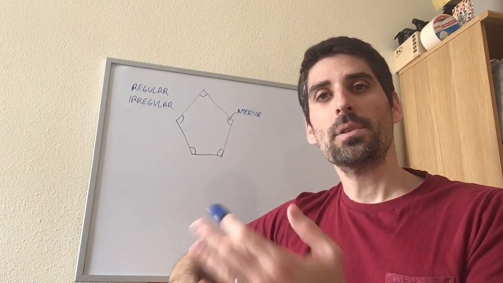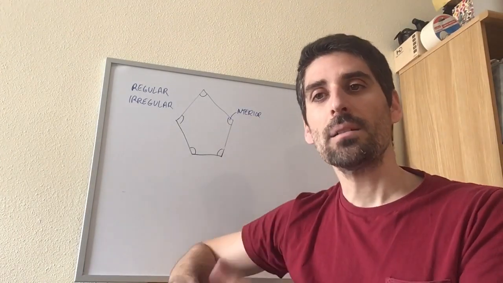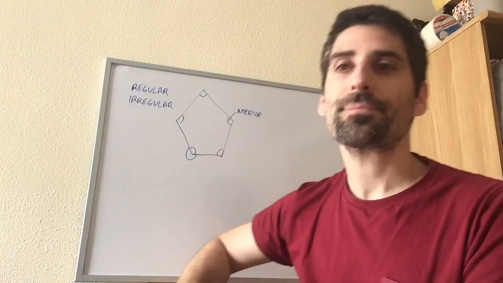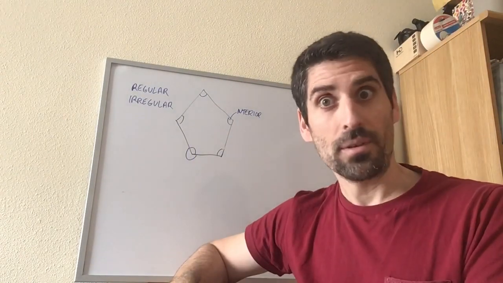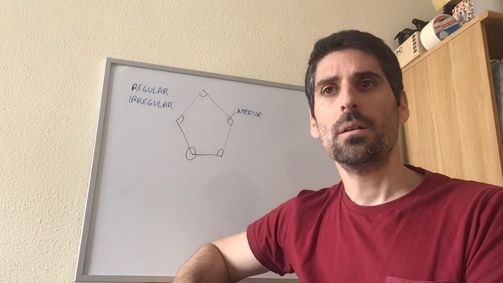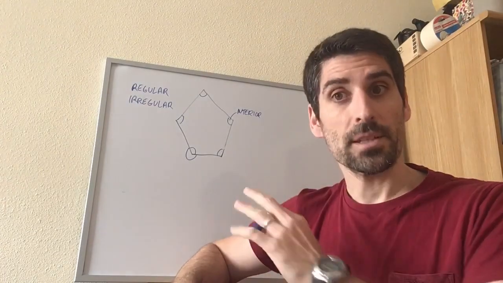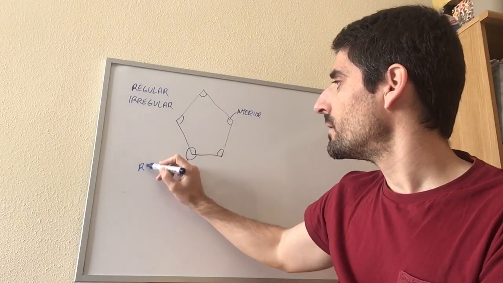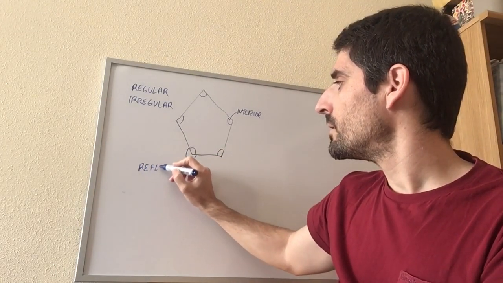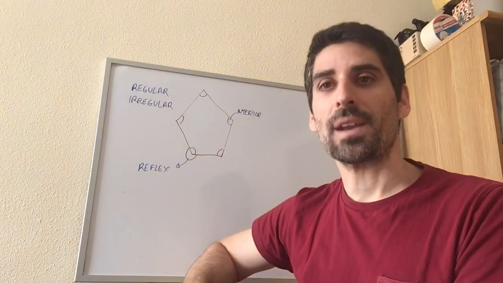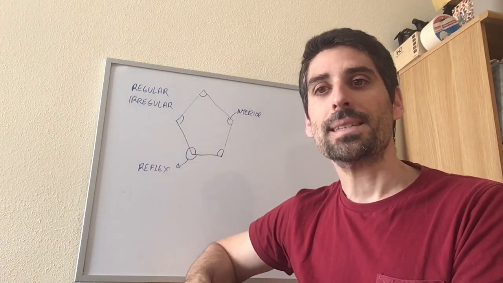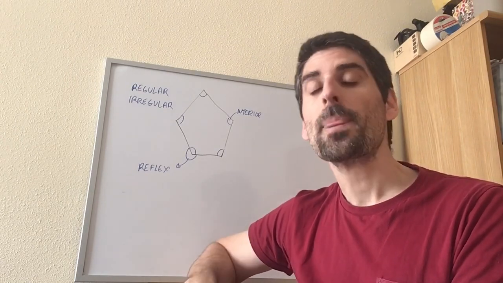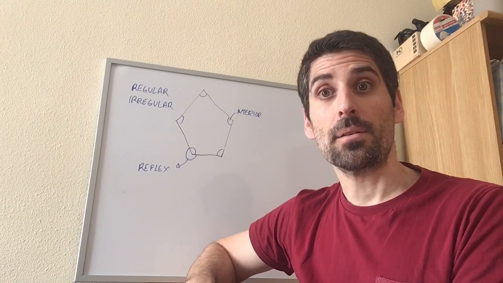So I will ask them to come and show me an exterior angle, and typically what people do is this: they go there, and that's wrong. That's not an exterior angle. Whatever. That's not an exterior angle. This here is a reflex angle. So a reflex angle is an angle that is more than 180 degrees. So that's a reflex angle. That's not an exterior angle.